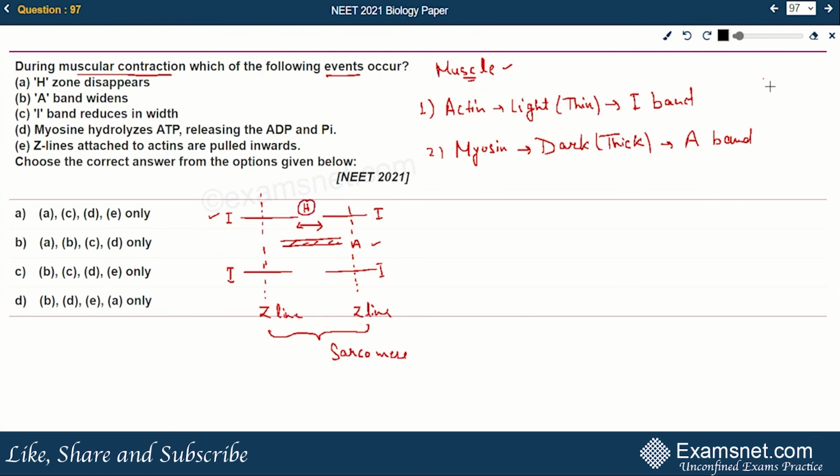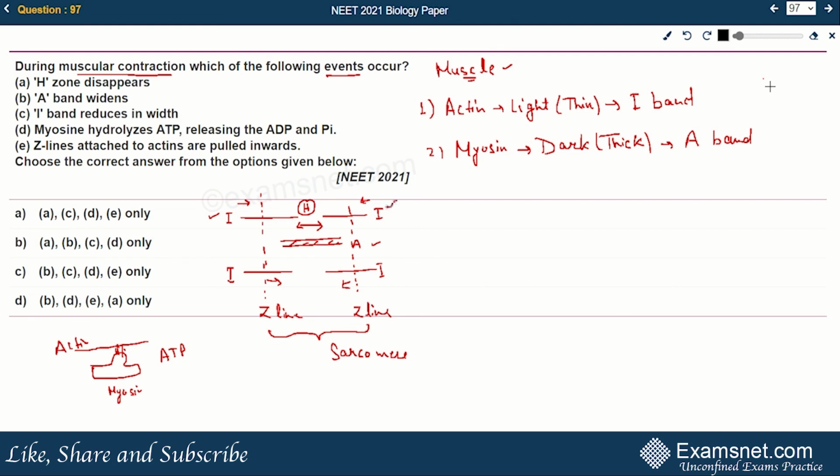But as soon as the contraction starts, what happens? We know that myosin has a globular head. So suppose this is a myosin and this is the actin. The myosin hydrolyzes the ATP molecule and forms a cross bridge with actin. Due to this, the I band starts moving towards the center. Along with I band, the Z line also starts moving towards the center.